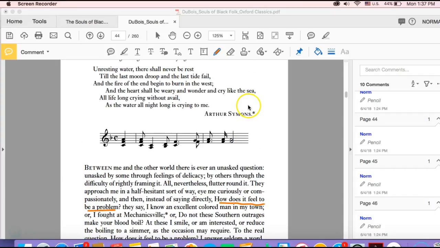And here is Du Bois putting them into the canon, right? Saying that these Negro spirituals, these sorrow songs, are great American works. They are part of the American experience and they belong in the Western canon. They need to be studied and heard and read.